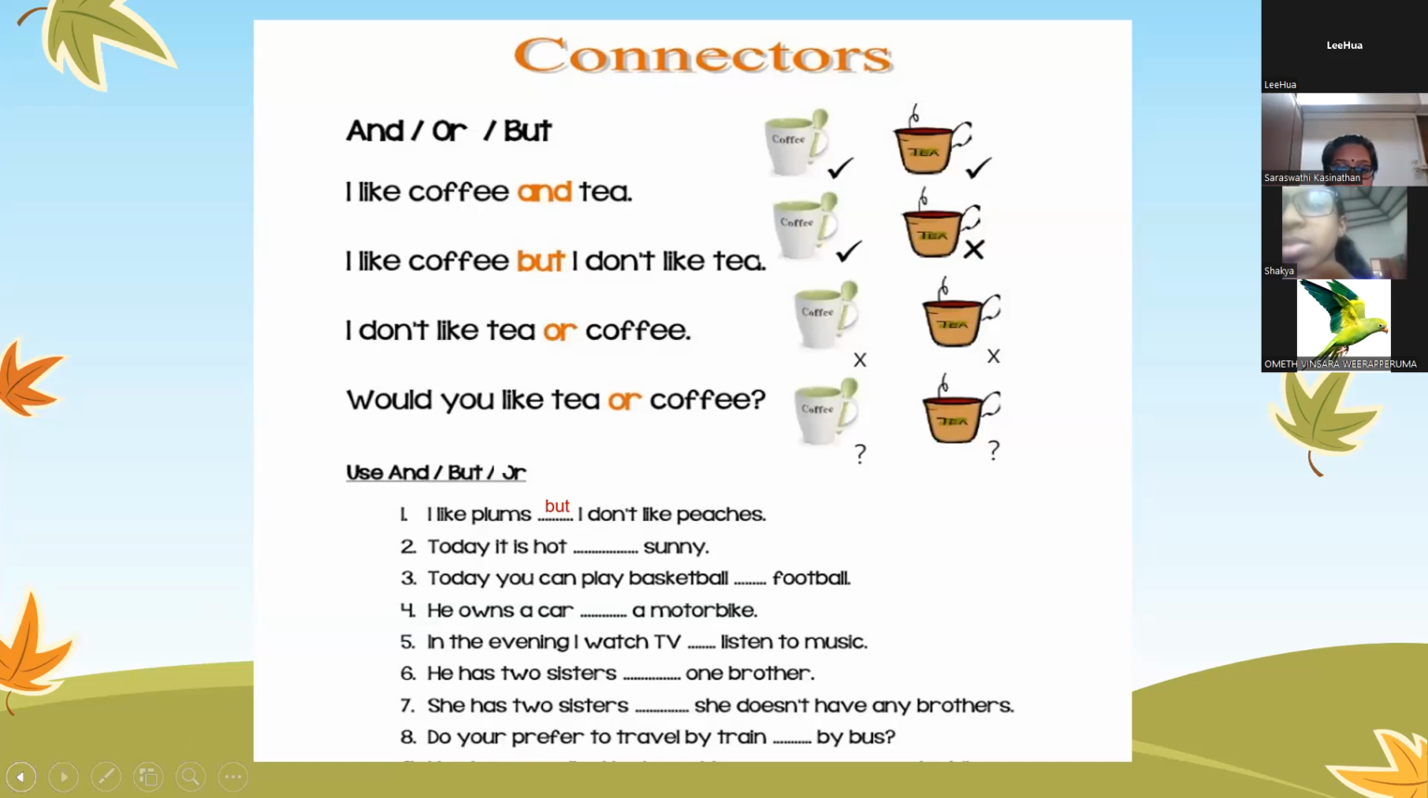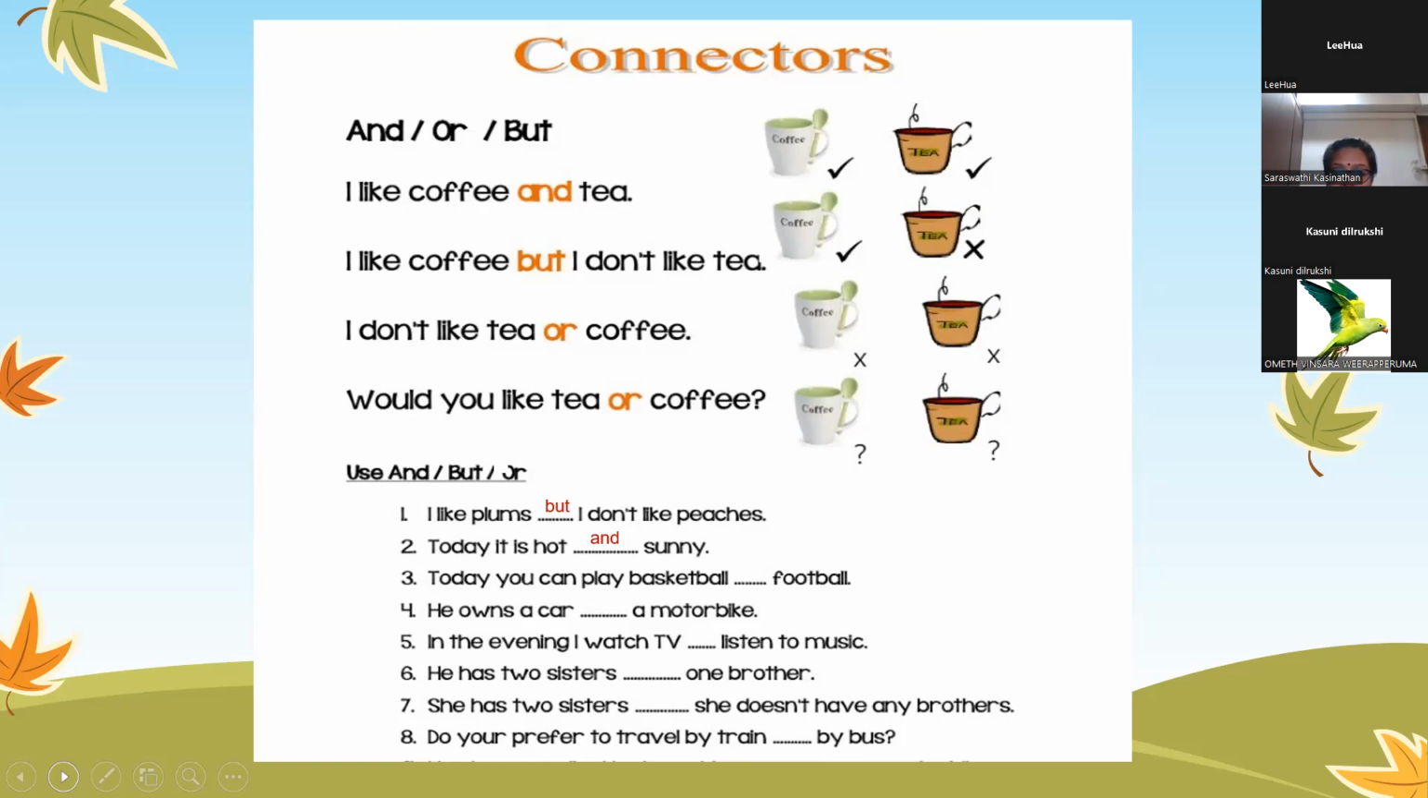Today it is hot and sunny. Today it is hot and sunny because two things are happening at the same time, right? Okay, number 3.